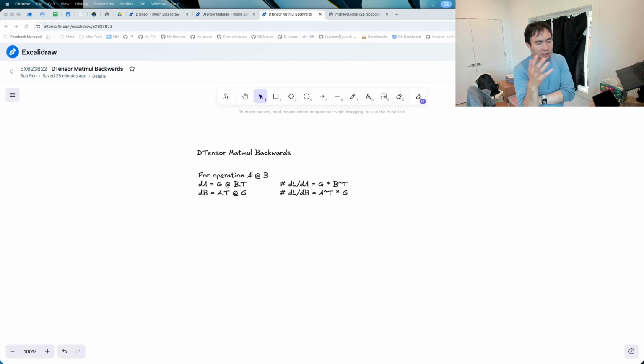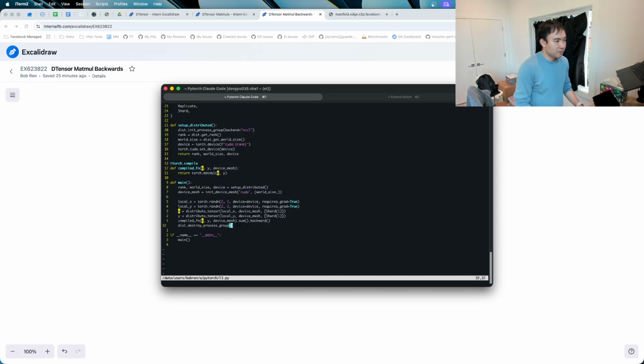So for context, whenever you have a matmul A, matmul B in the forwards, to calculate the backwards, you have these formulas. The two things I want to call out are, one, we're going to take the transpose of the inputs, and two, we're going to swap the order of the matmul depending on if we're calculating the gradient with respect to A or B. Okay, so let's look back at our code.